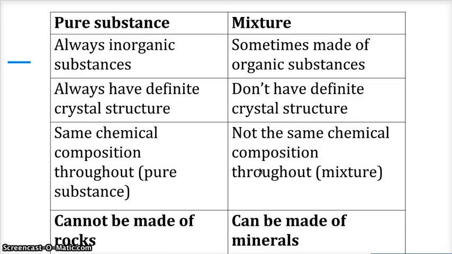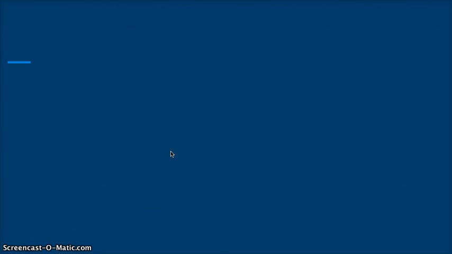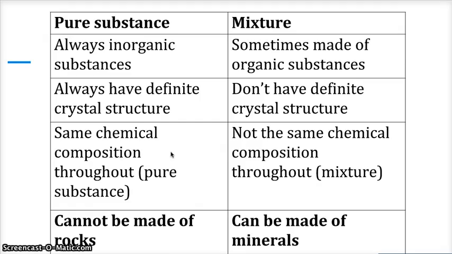Here, I want to talk a little bit about pure substances and mixtures. Do you remember what I said before about minerals? Yes, minerals are pure substances. And if you look here, pure substances are usually inorganic, with a definite crystal structure and the same chemical composition throughout. That's a pure substance. So this is the category we're in when we talk about minerals, and they can't be made of rocks. Mixtures, however, can sometimes be made of organic substances. They don't have a definite crystal structure because they're all jumbled up, they don't have the same chemical composition, and they can be made of minerals.